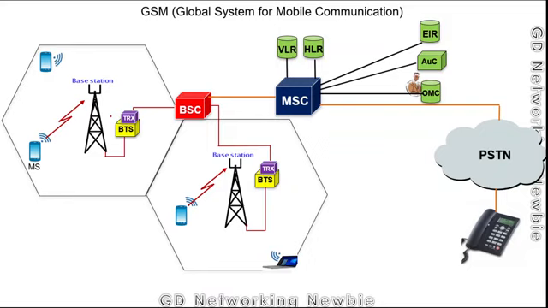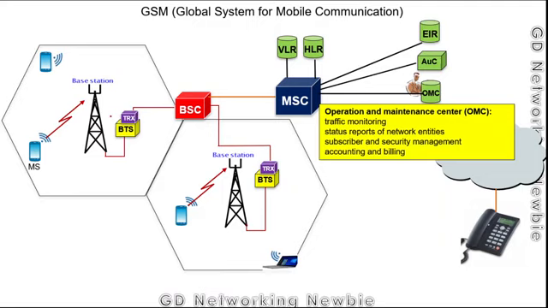And then we also have a very important entity, that is OMC, which stands for Operation and Maintenance Center. This Operation and Maintenance Center is going to monitor the operation of all these entities. So if there is a problem in this tower, in the BSC, or in this MSC, that complete function will be monitored in this OMC. It is used not only for that, but also for traffic monitoring.